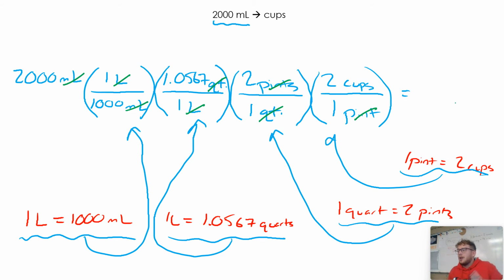Now here's the math part. What I do is I got to multiply the tops and divide by the bottoms. So in my calculator, this is what I do, and this is what you should do as well. You're going to multiply across the top. So 2,000 times 1 is 2,000, times 1.0567, times 2, divided by 1,000, divided by 1, divided by 1, divided by 1. And when you press equals, you will get your answer. So in this case, it's 8.45. And then what's my unit? Cups. All right.